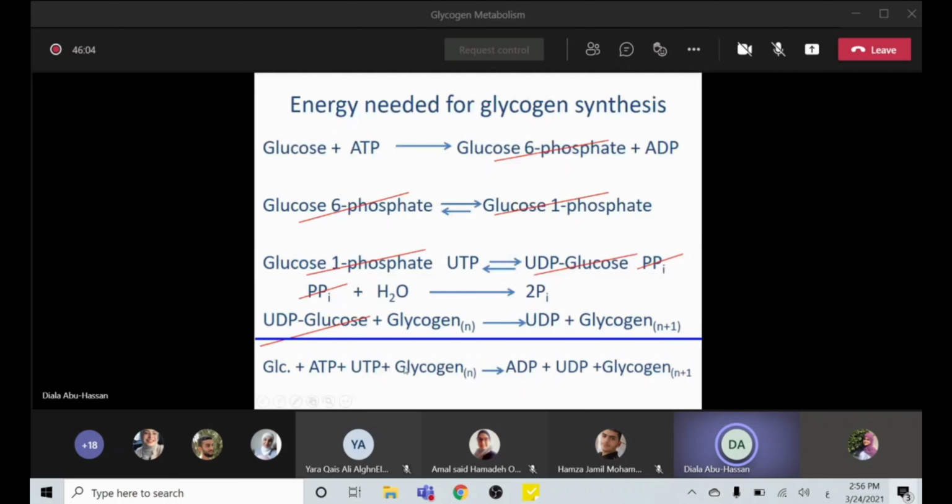And then we have our glycogen with n number of residues. بعدين طلع عندي هون 1 ADP و 1 UDP و 2 inorganic phosphates و glycogen with n plus 1 residues. تمام؟ فإذا أنا استهلكت 1 ATP molecule and 1 UTP molecule. Amount of energy in UTP is يعني close to that in ATP.